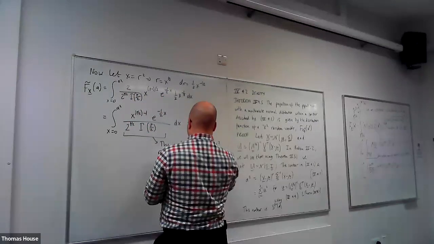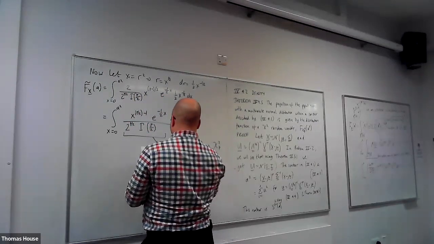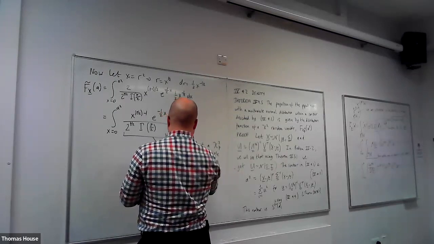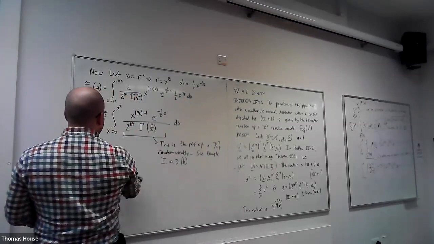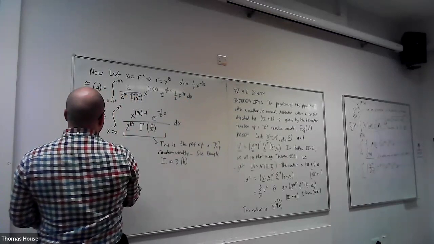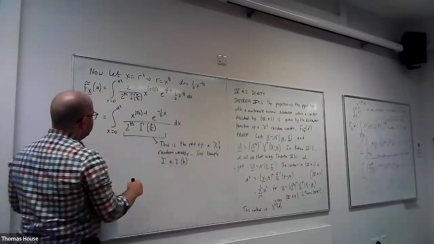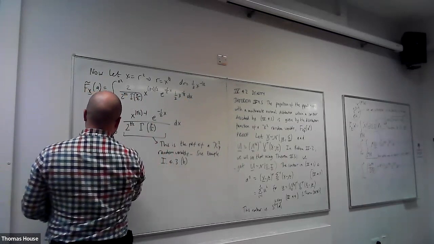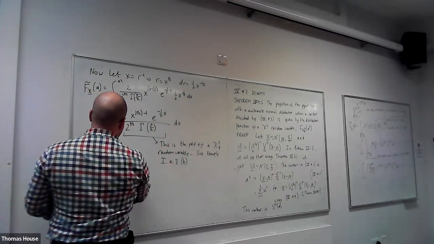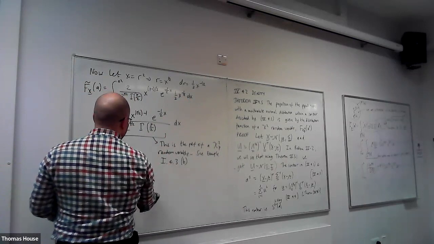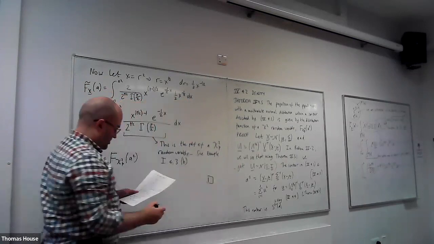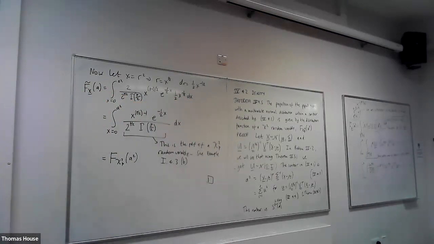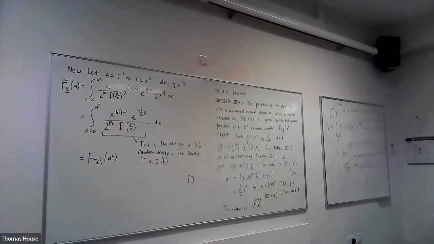So this thing here is equal to the actual F of chi-squared p evaluated at a squared, and that's what we were trying to show, by how we defined the normal F without the filter on it.